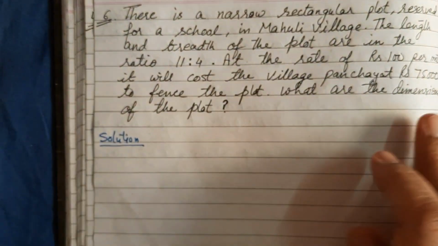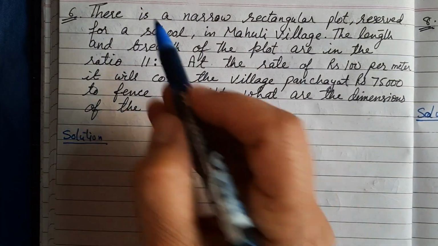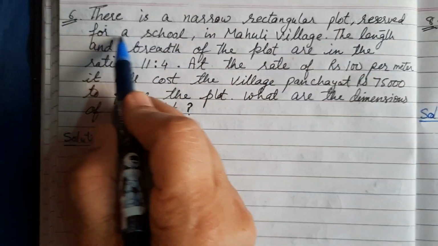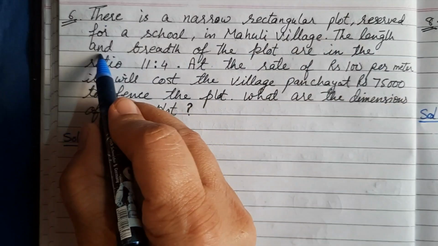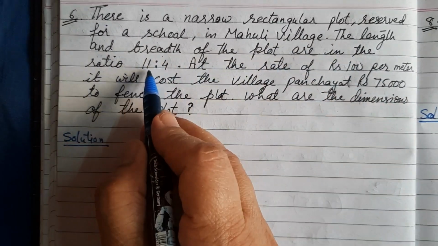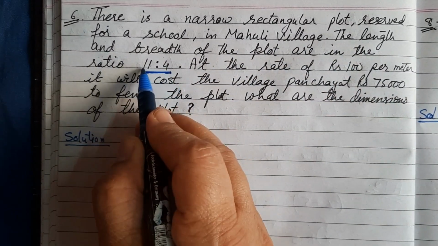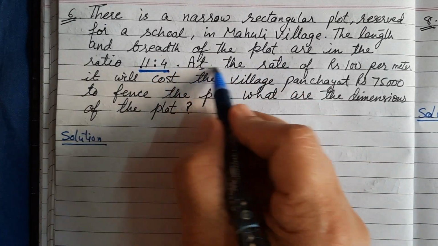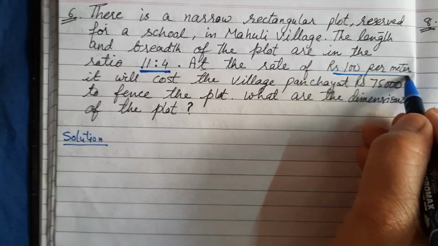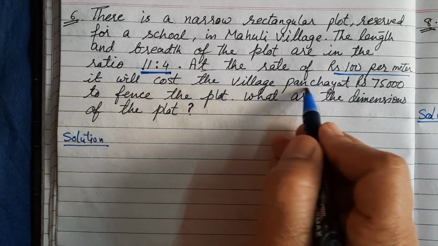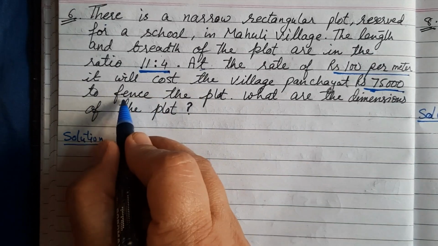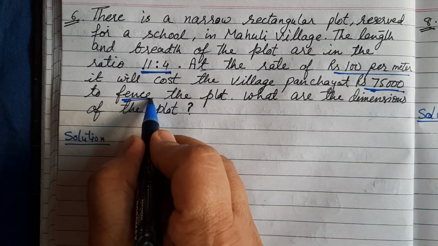Next question is, there is a narrow rectangular plot reserved for a school in Mahuli village. The length and breadth of the plot are in the ratio of 11:4. It means 11 is length and 4 part is the breadth. At the rate of rupees 100 per meter, it will cost the village panchayat rupees 75,000 to fence the plot. Fence means to make the boundary of the plot.